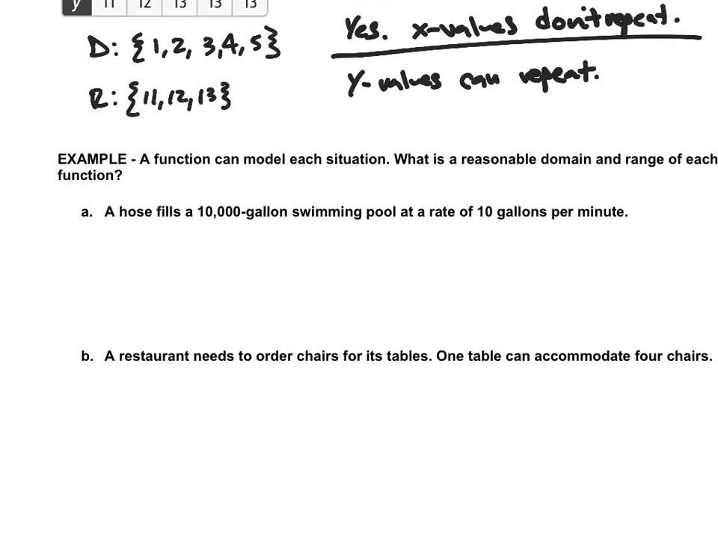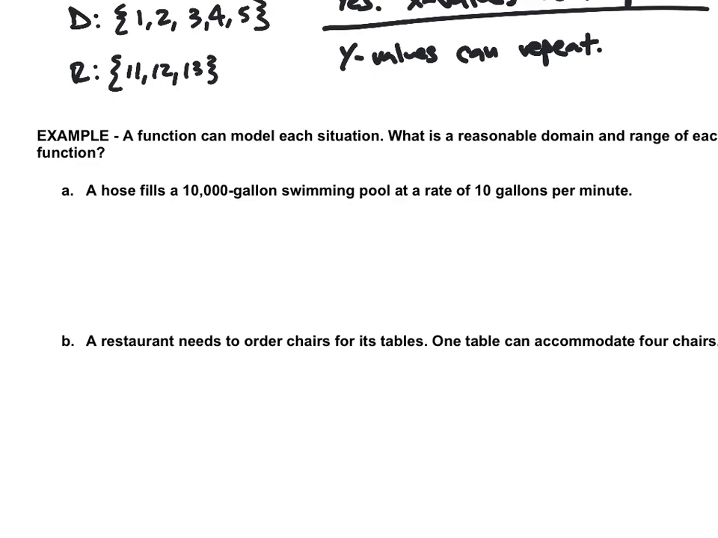All right, let's take a look at this one. This says a function can model each of these situations. What is a reasonable domain and range of each function? So what you have is a hose fills a 10,000 gallon swimming pool at a rate of 10 gallons per minute. So what we're trying to figure out is, what does our domain represent?